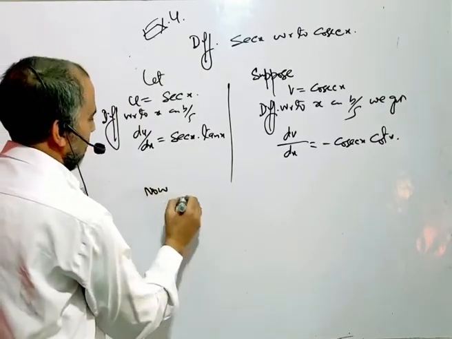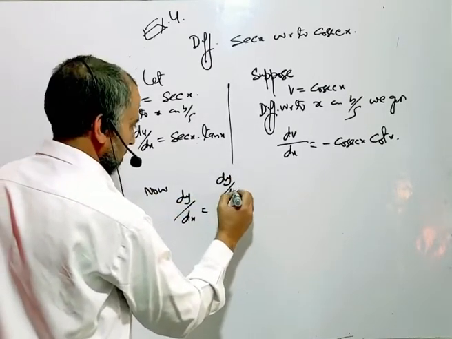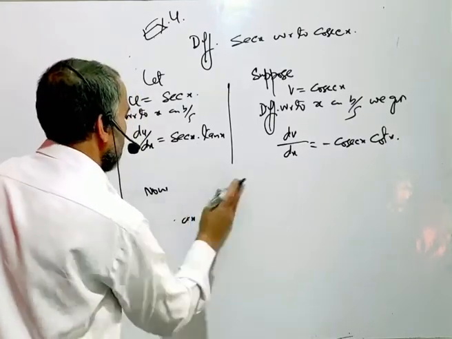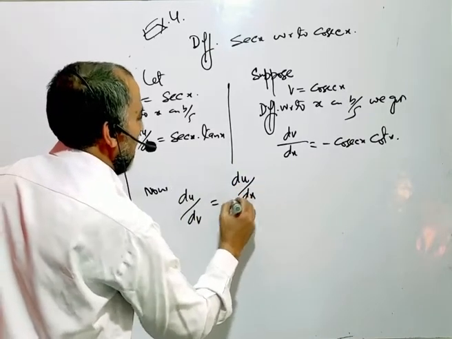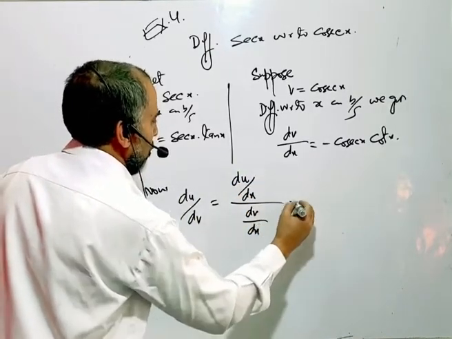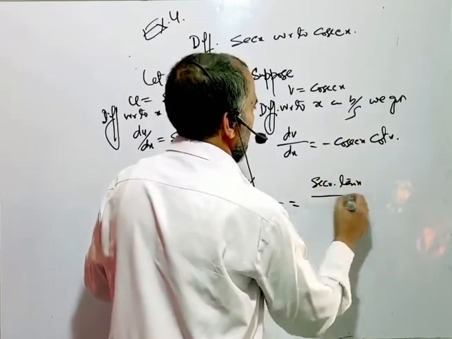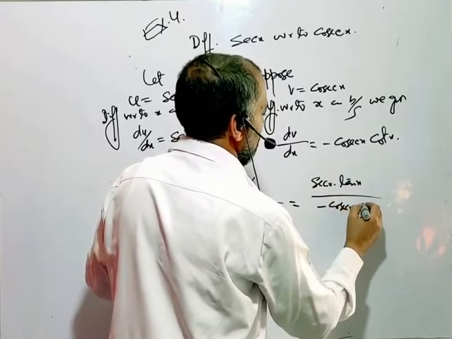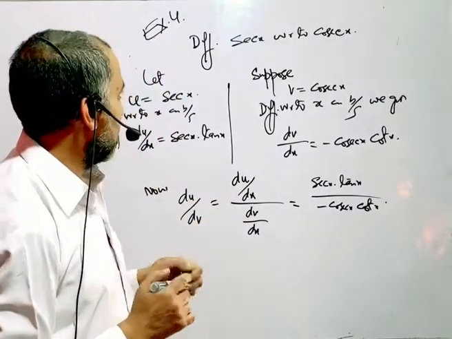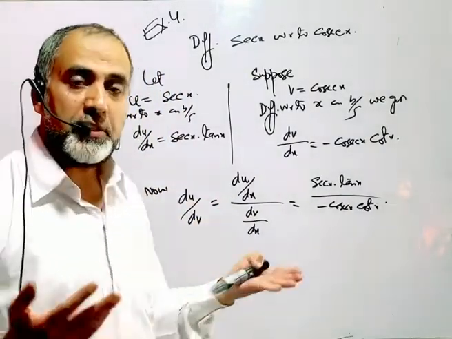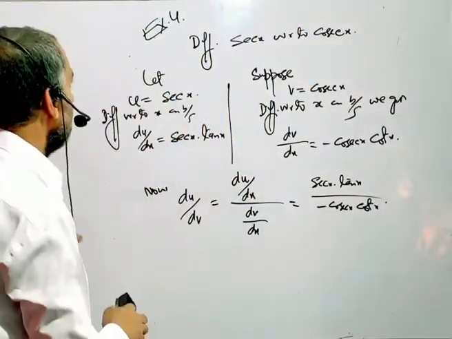Now we require du by dv. Here it is du by dx upon dv by dx. Du by dx, what is that? That is secant of x into tangent of x upon minus cosec x into cot of x. You can keep it right as it is, no problem. This is the required differential coefficient of secant of x with respect to cosecant of x. You can copy it. We'll take another example.